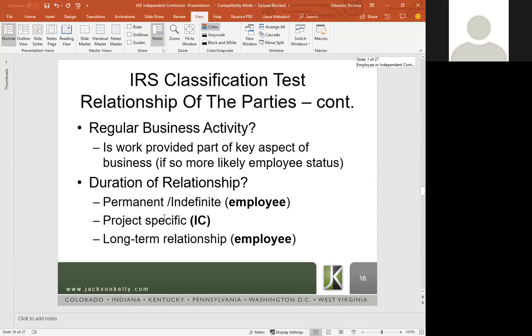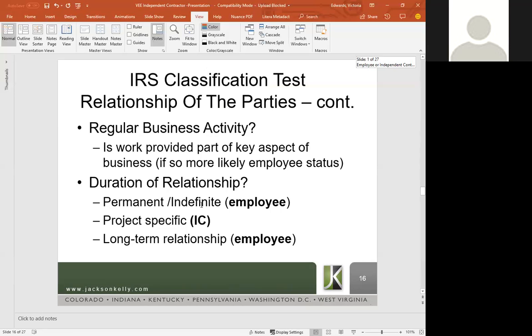Okay, regular business activity. Is work provided part of the key aspect of business? So this is what goes back to what I was saying before. The more integral they are to the running of your business and the success of your business, the more likely they're going to be considered an employee. That's a huge thing for this analysis.